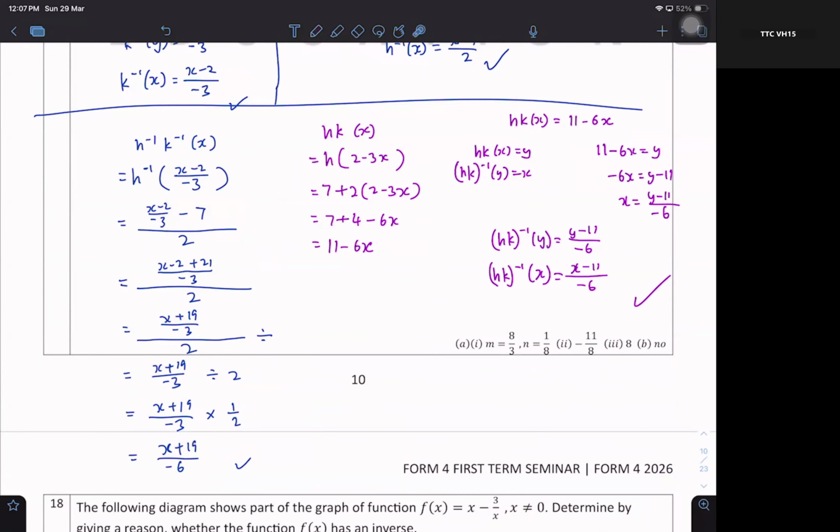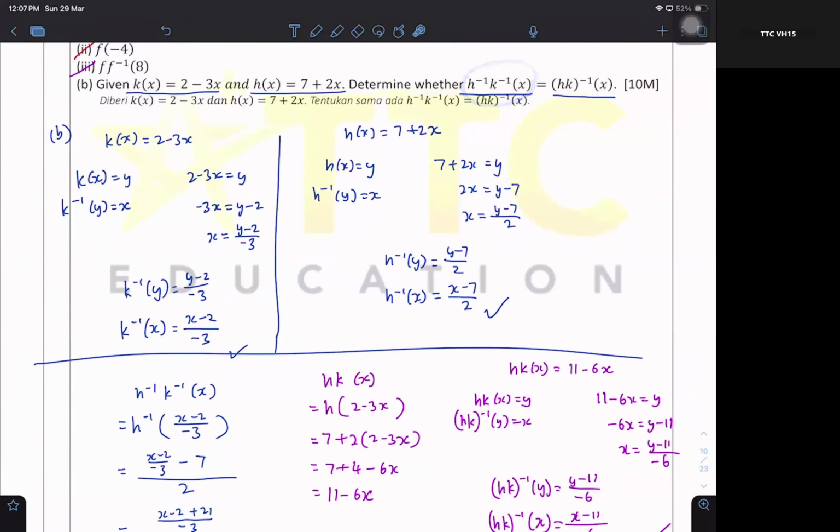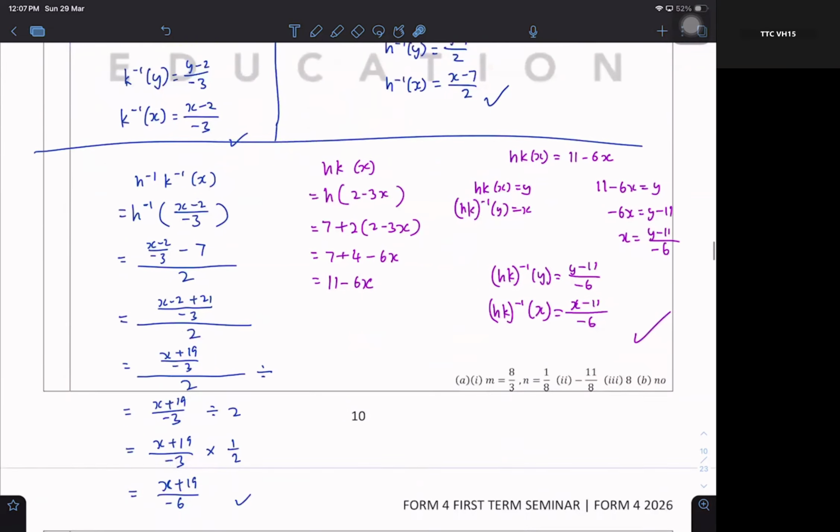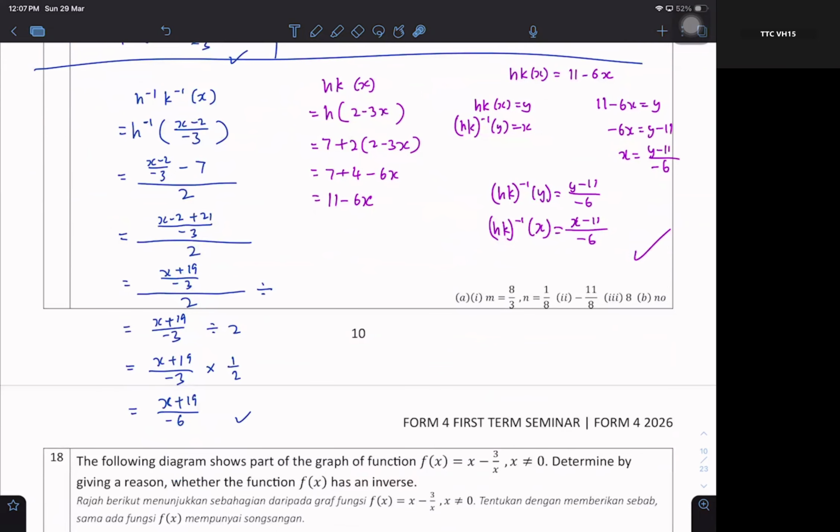Okay, I understand. This one is you inverse the K, you inverse the H, and then you combine. This one is you combine first, and then you inverse. That's the difference. This is you find K inverse, find H inverse, and then you combine. This one is you combine the H and K, and then you inverse. The result is different. Understand?